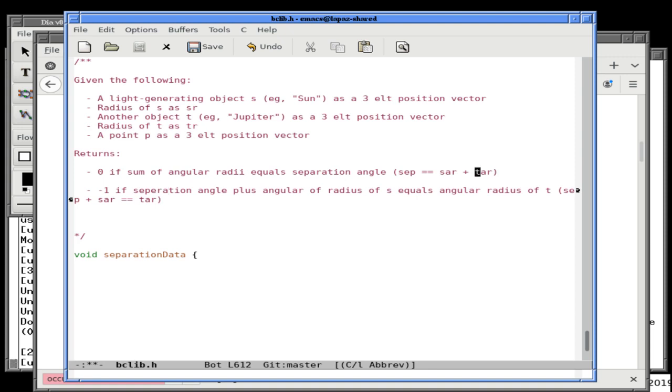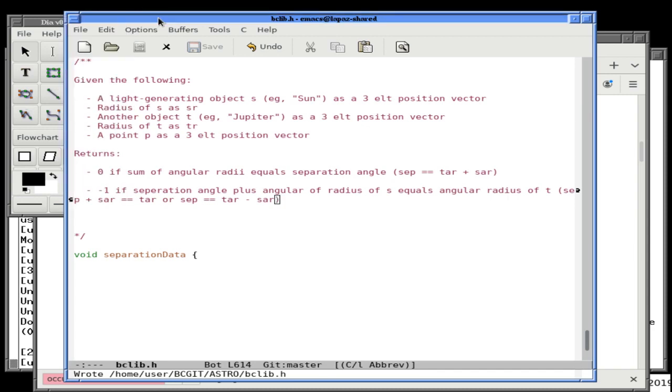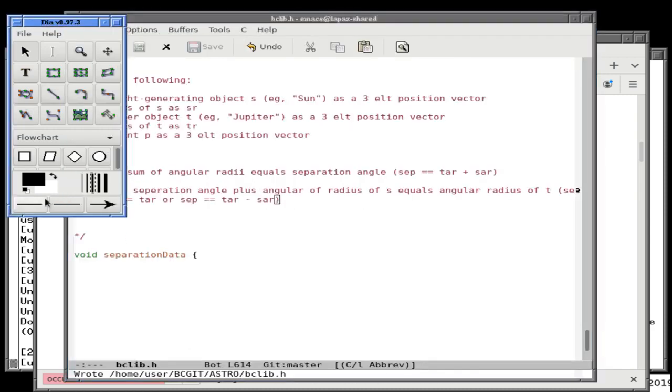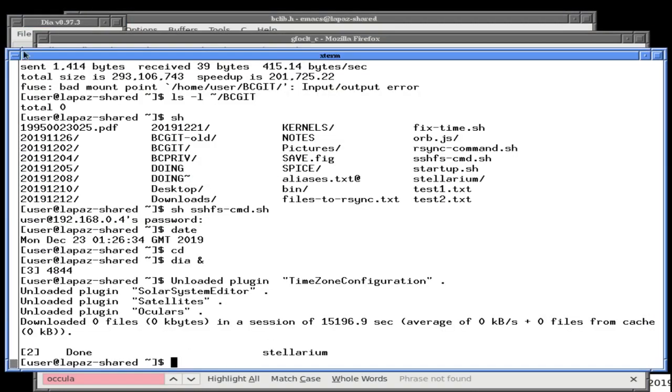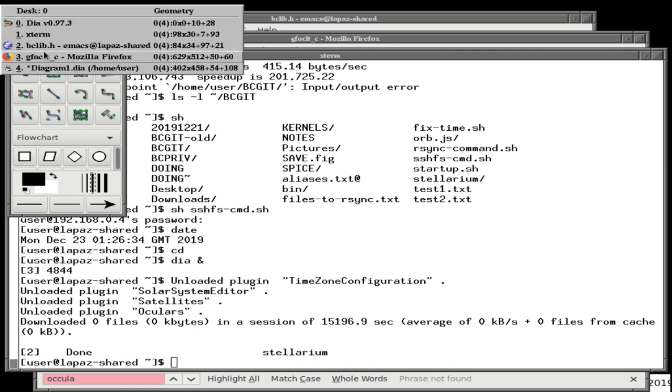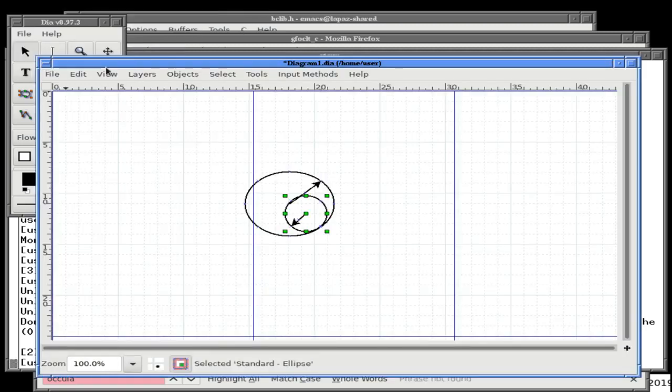So actually, that's a good way of putting it. Separation is exactly equal to the sum. We have zero, meaning it's about to touch. Minus 1 if the separation is tar minus sar. The separation angle is, and let me see if we can get that in a more direct way instead of fudging it. If I was going to keep the diagram up, I should really do something like this to it.